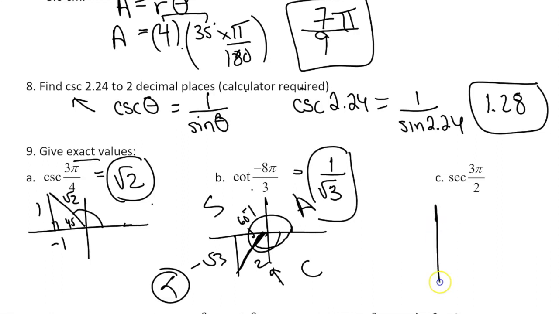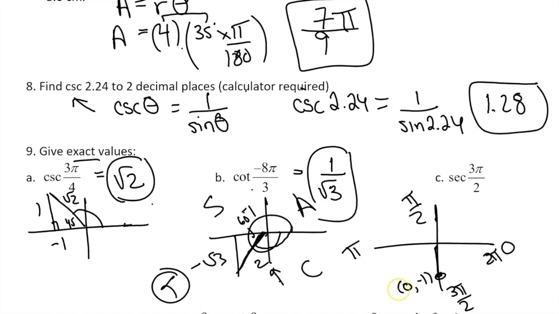Okay, and then finally here we have secant of 3 pi over 2. So 3 pi over 2, we know, well, here's pi, here's 0, back to 2 pi. And so down here is 3 pi over 2. And we have one of our quadrantal angles. And so if we have one of our quadrantal angles, then we know that this is the point 0, negative 1. And if they're saying something about cosine, we know cosine represents the x value.